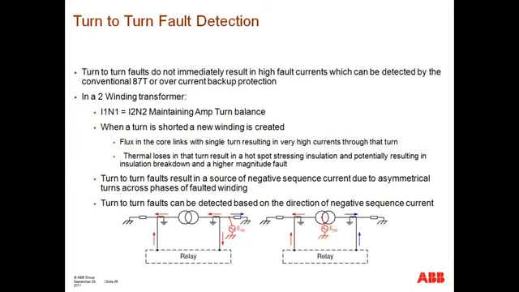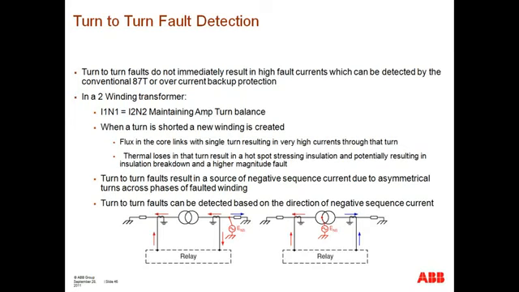Another element that's available and should be taken into consideration is negative sequence-based turn-to-turn fault detection. The best way to explain this is to take a three-phase, two-winding transformer, and let's pretend that you have a 10 to 20 turns ratio. So if on the winding that has 20 turns, you have one particular turn that's shorted, what does that do?